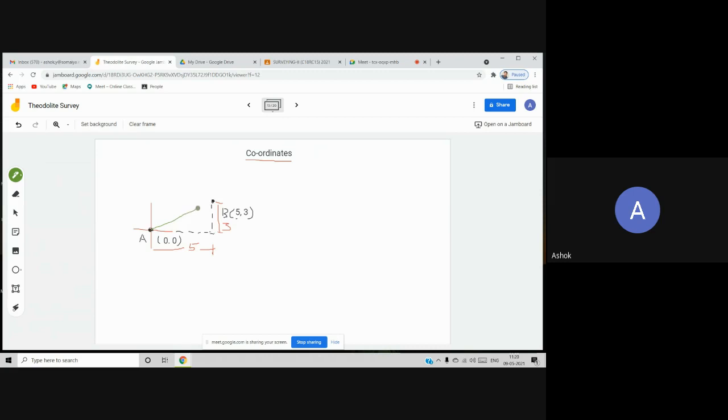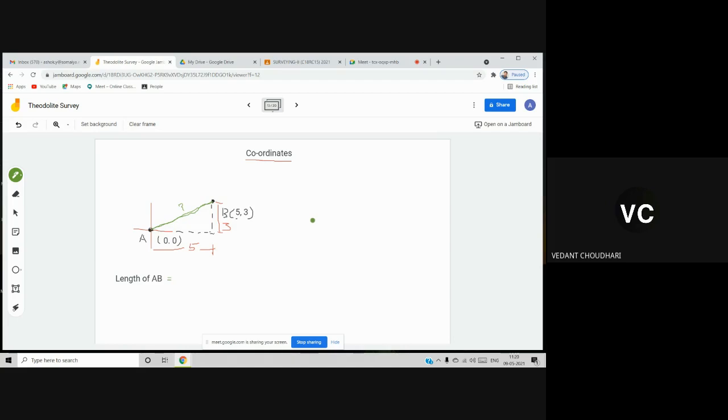these 2 points, AB, what will be the length of this line? Is there any way to find out the length of this line, AB? Are we able to find out from this data? Can we find out the length of AB from this data?